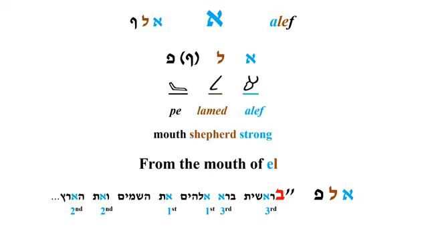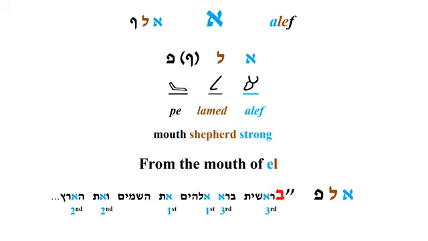Aleph, we said, was strength, ox, strength, God's letter. Lamed is the shepherd's crook, shepherd. So you have the first two, Aleph, Lamed, that's L, that's God. And Pei, its ancient picture is a representation of a mouth. So when you have Aleph sitting out in front in eternity past, you have Aleph, Lamed, Pei. El, Pei. El is God, Pei, mouth. From the mouth of God.